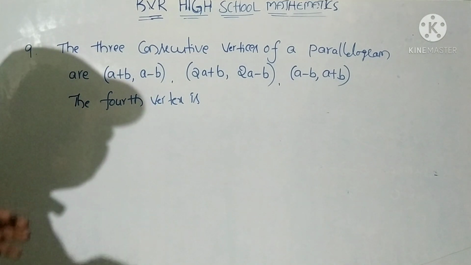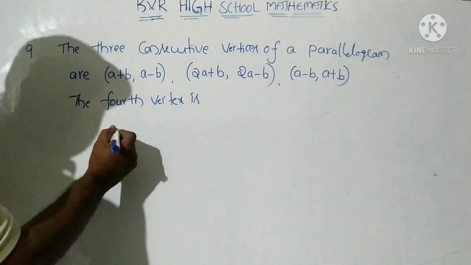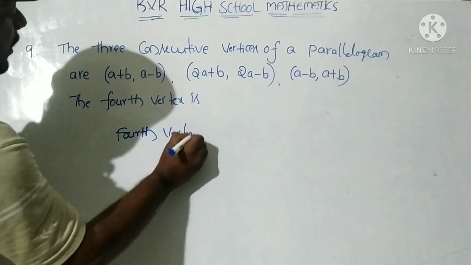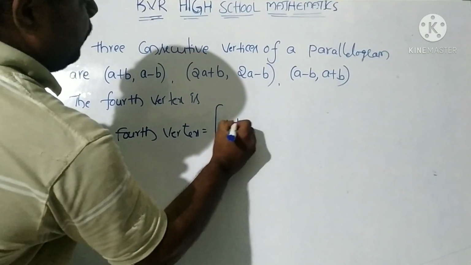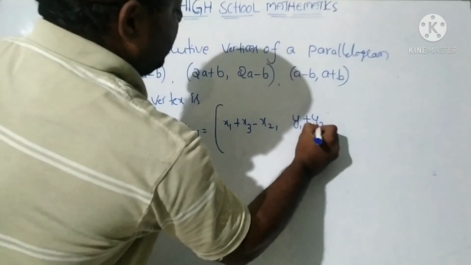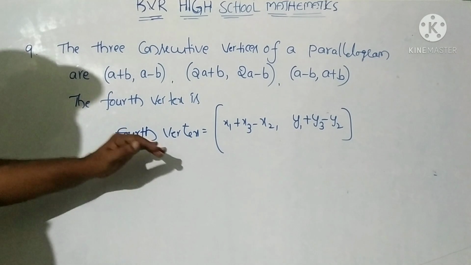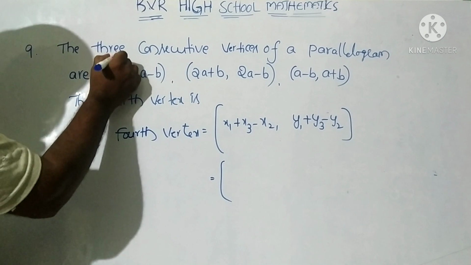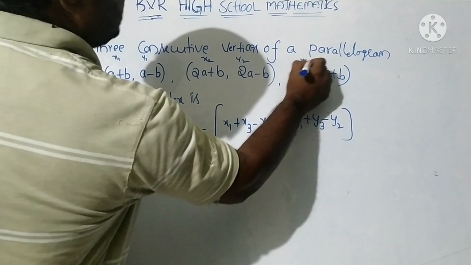If you want to find the fourth vertex, then you apply the direct formula. The short formula for the fourth vertex of a parallelogram is x1 plus x3 minus x2 comma y1 plus y3 minus y2. This is the direct short formula. Just apply this formula and you will get the result. The first point is x1 and y1, the second point is x2 and y2, and the third point is x3 and y3.